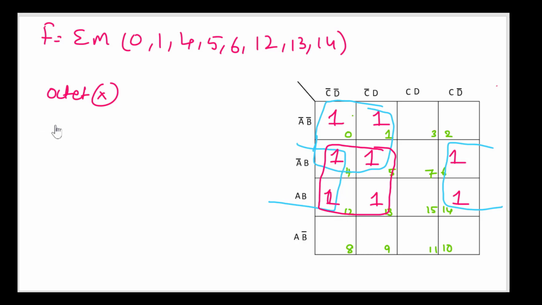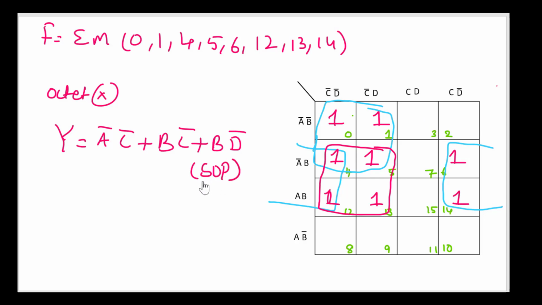Now we'll try to write the expression y equals, if you take this, your a bar will be there, and in this case your c bar will be there. That means a bar, c bar. If you take this quad, your b will be there. In this case, c bar will be there. If you take this and this as a quad, you are going to have b of d bar. So this is the sub form for the given Boolean expression.